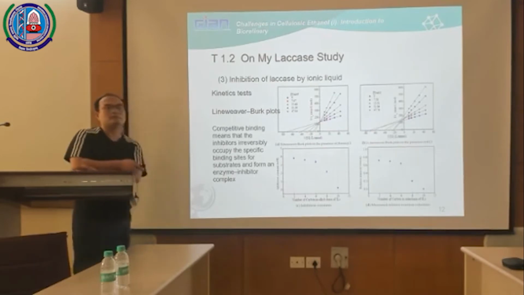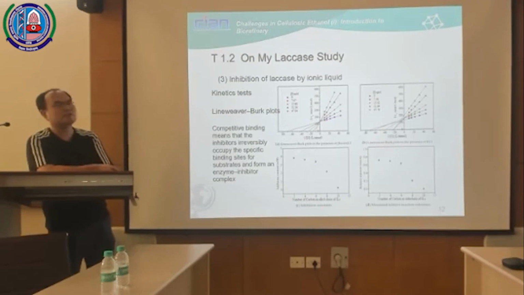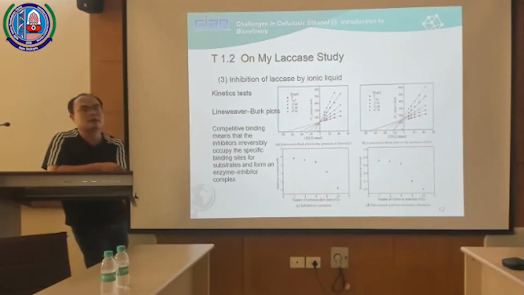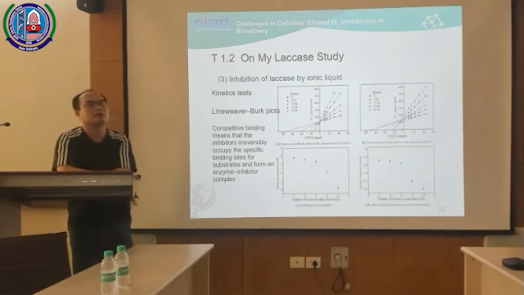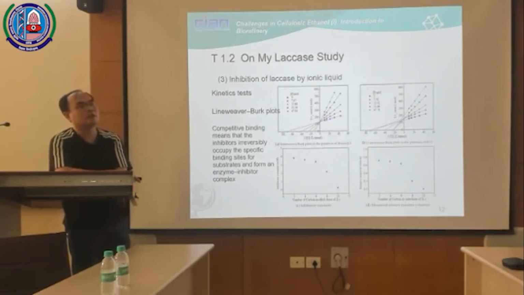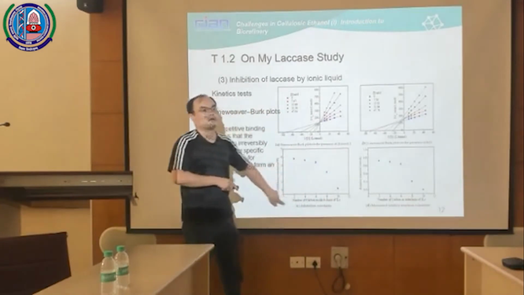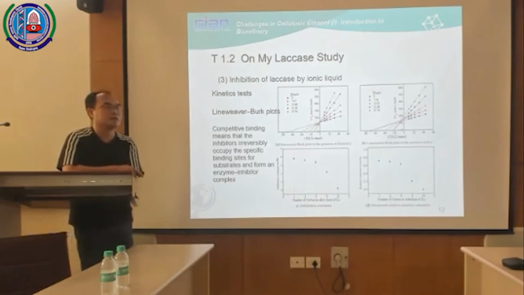And these bottom graphs, C and D. In these two figures, we calculated the inhibition index, and we also calculated the initial velocity. And we found that the higher the chain length, the stronger the inhibition.